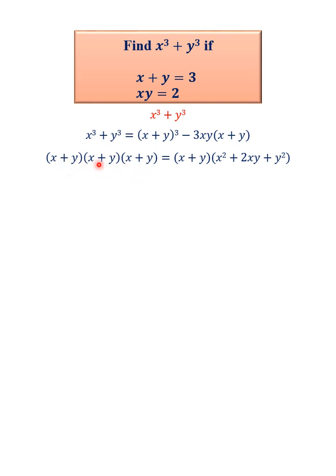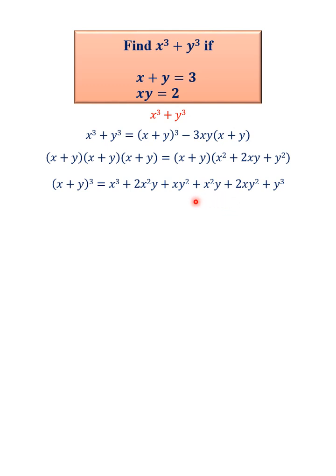Of course, x plus y times x plus y times x plus y is simply x plus y to the power of 3. And that is equal to, let's expand this bracket on the right hand side. x times x gives us x raised to the power 3 plus x times 2xy gives us 2x squared y plus x times y squared gives us xy squared plus y times x squared gives us x squared y plus y times 2xy gives us 2xy squared plus y times y squared gives us y cubed. So this is where we are.